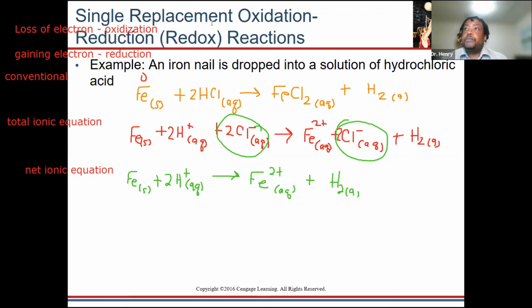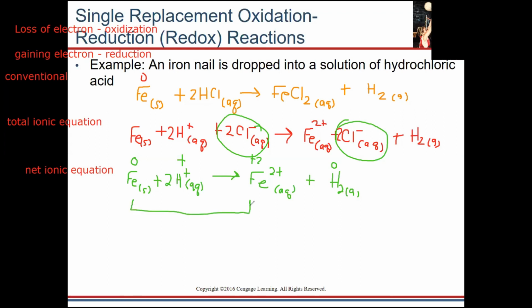So this guy's going from a 0 to a +2 charge. This guy's going from a plus to a 0 charge. So which one is being oxidized and which one is being reduced? Iron is being oxidized and hydrogen is being reduced.